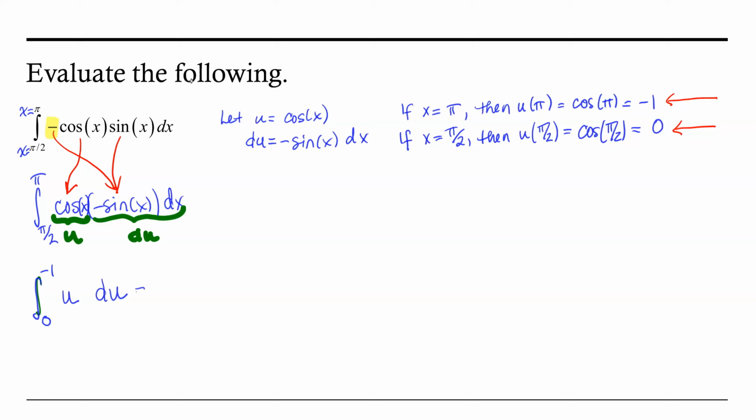So the antiderivative of u is u squared over 2. We're going to evaluate that between u equals 0 and u equals -1. So we end up with (-1) squared over 2 minus 0 squared over 2. Simplifying that, we end up with 1/2.